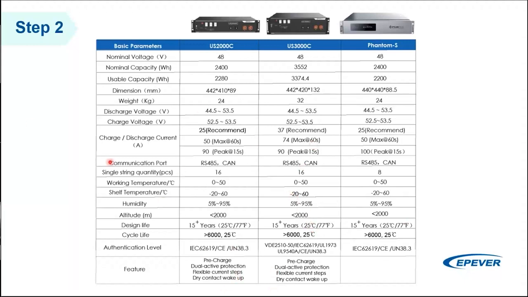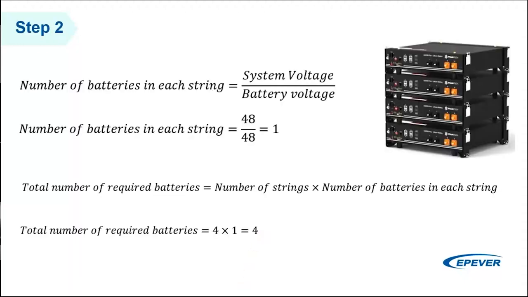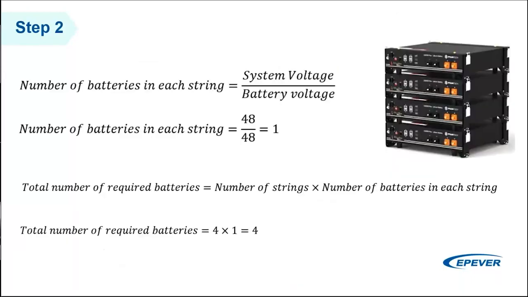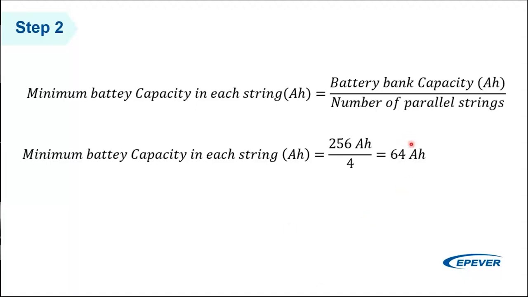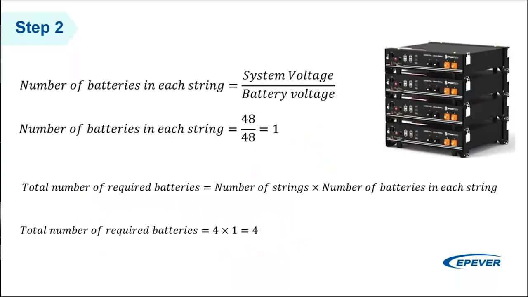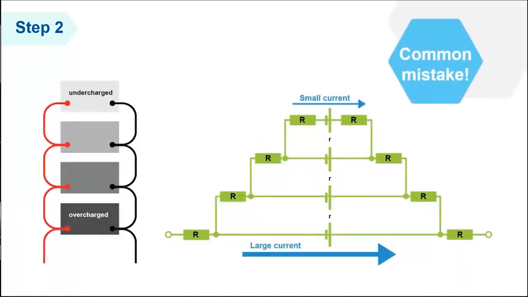So, in conclusion, for step 2, I need 4 batteries of this type, and I will put them in parallel because I want to increase the amps so that I'm reaching this level. If you put the batteries together in parallel, you are increasing the current. This is Kirchhoff's law. And if you put them in series, of course, you are increasing the voltage. These are the basics of battery electronics.